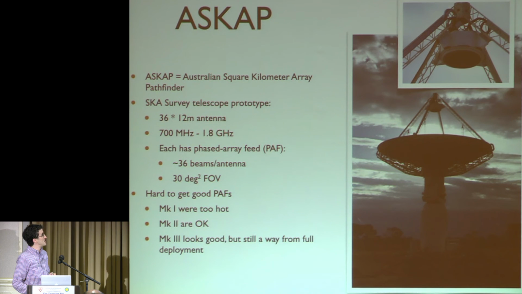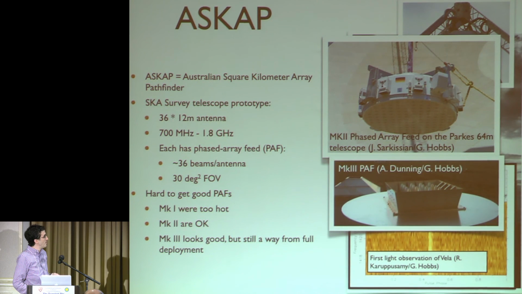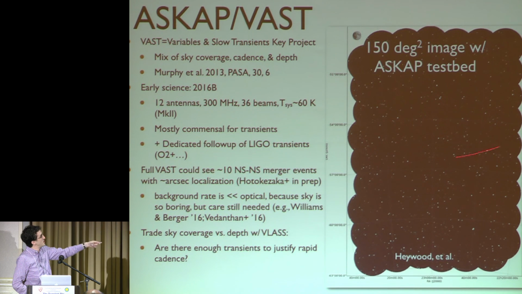So ASKAP is a new survey telescope in Australia at the same site as the MWA. The really special stuff is that we have this phased array feed that gives us a wide field of view, and that enables us to do new types of science. There are some problems with how well it performs, but it's able to cover 150 square degrees pretty quickly, not to a fantastic depth yet, but we're working on that.